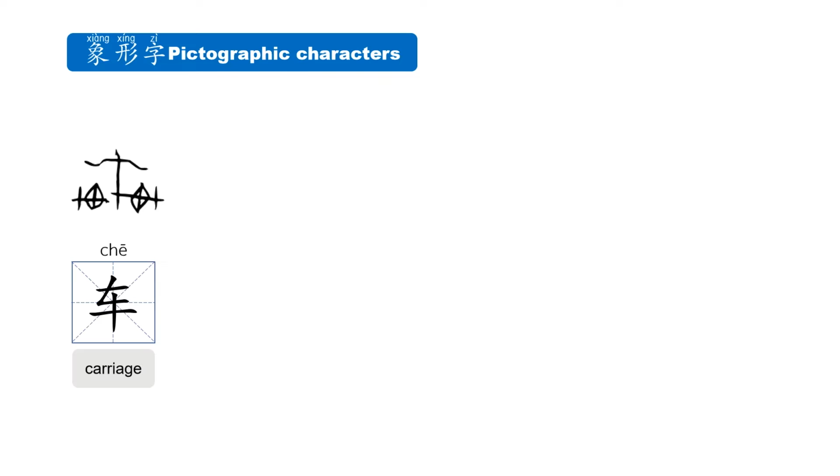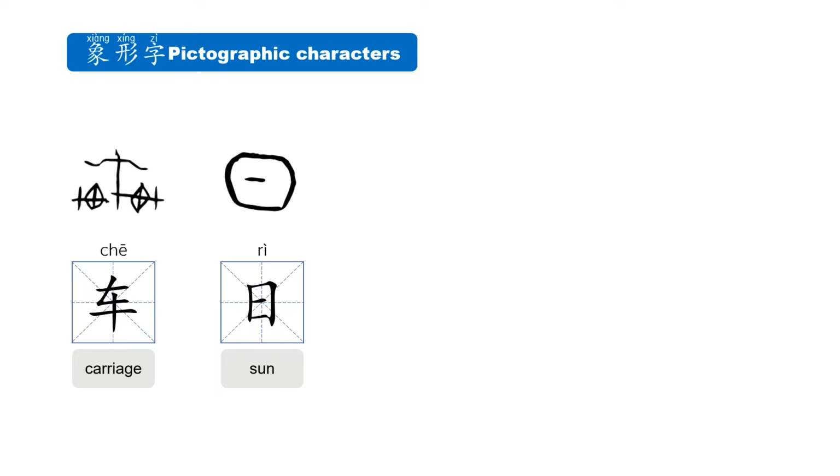These are four pictographic characters and their corresponding standard scripts. The first one, 车, means carriage. It looks like a person is standing on a carriage. The second one, 日, means sun. It looks like a circle with a point in the middle, which is very similar to the shape when people look directly at the sun.